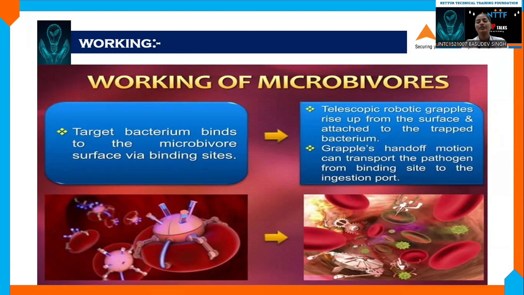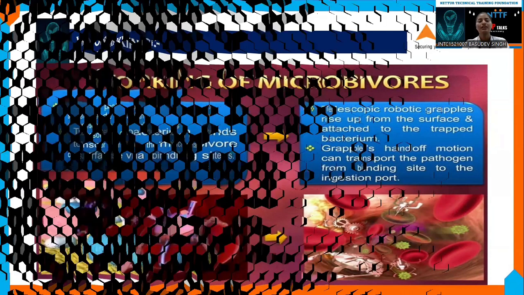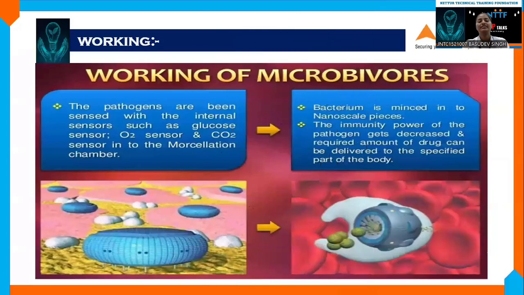And after grabbing that particular part, the grapple's hand-off motions transport the pathogens from the binding sites to the injecting ports. Through the binding sites, it has one injecting port. Through that only, it will inject the drugs to the particular part. Then the pathogens are sensed with the internal sensors, such as glucose sensors and carbon dioxide sensors, in the modulation chamber.